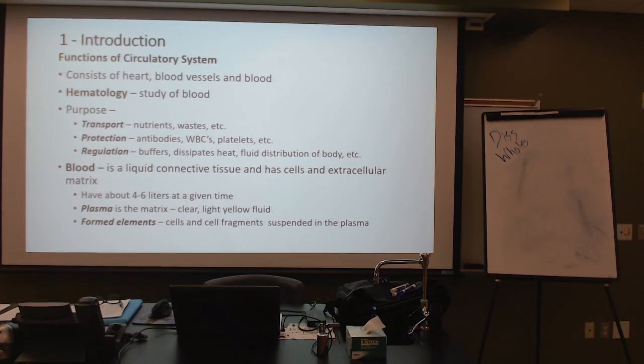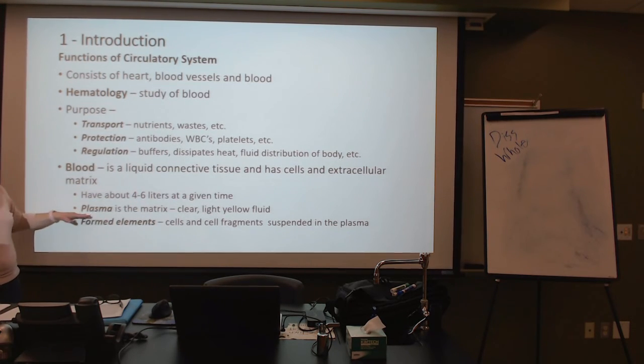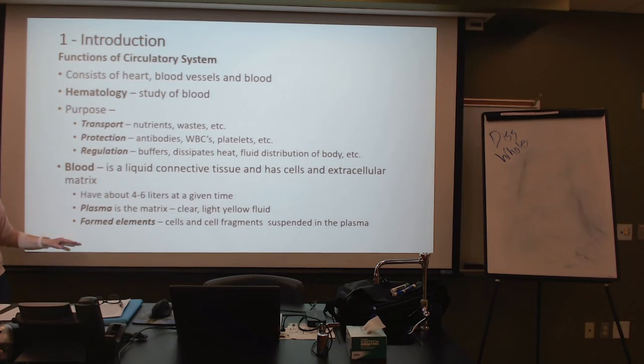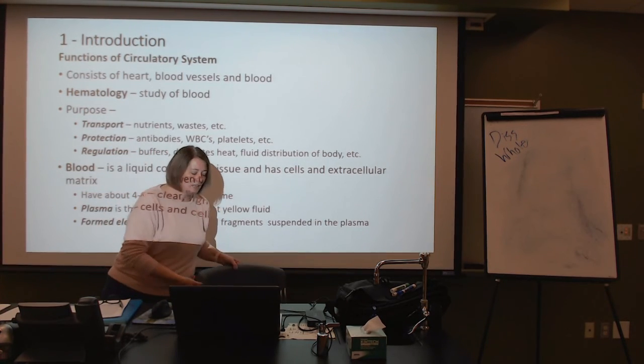So, blood, we tend to think of that red substance. In our bodies, we'll have about 4 to 6 liters moving through the pump, which is the heart, and the vessels, okay, at any point in time. Our matrix for this connective tissue is plasma. It's a clear, light yellow fluid.